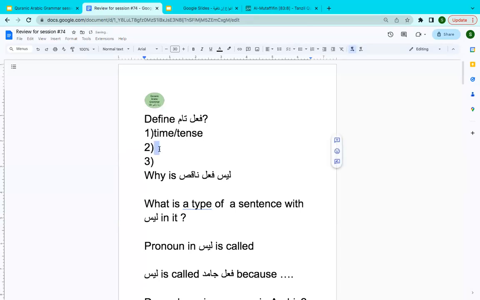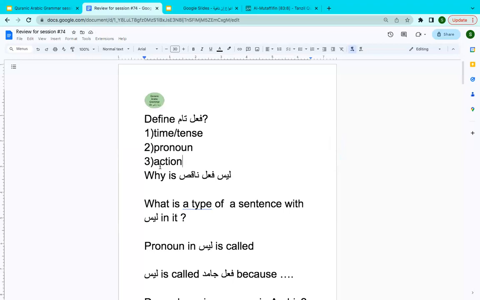Number two, it has a pronoun. And then number three is an action. Right? Time or tense, pronoun, and action. This is a must for a fail to be called a fail.